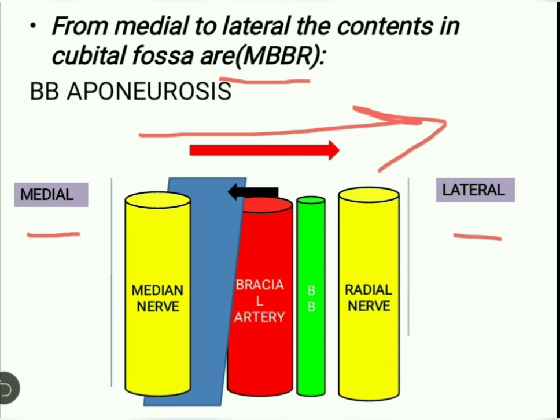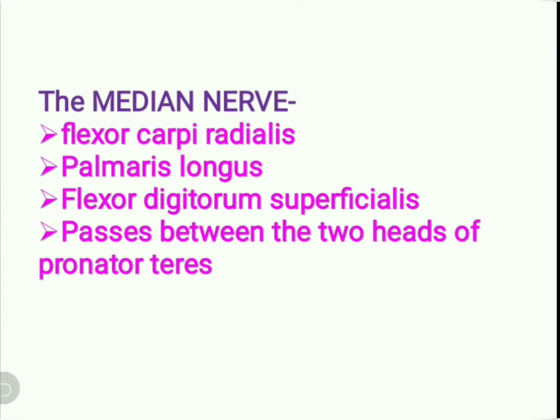The mnemonic is MBBR. M stands for median nerve, the first B stands for brachial artery, the second B stands for biceps brachii tendon, and R stands for radial nerve. Okay, so the median nerve.